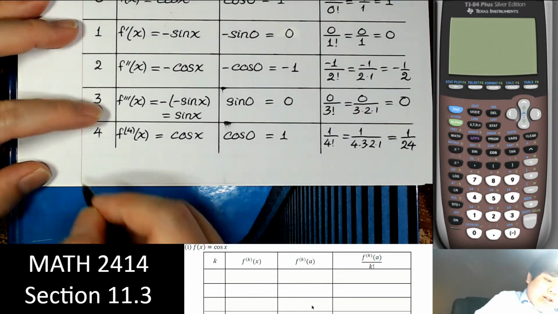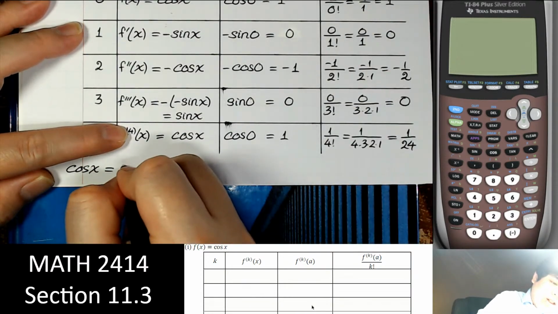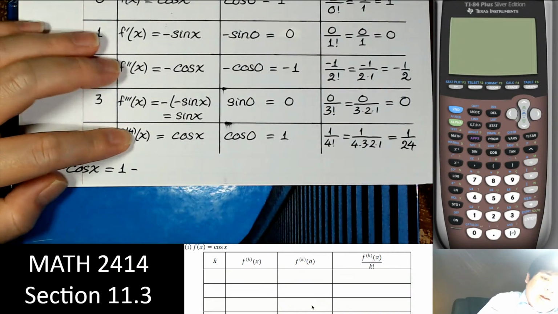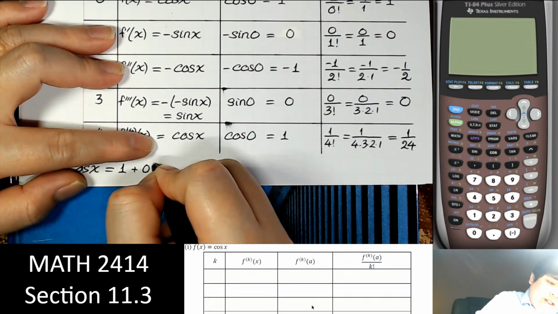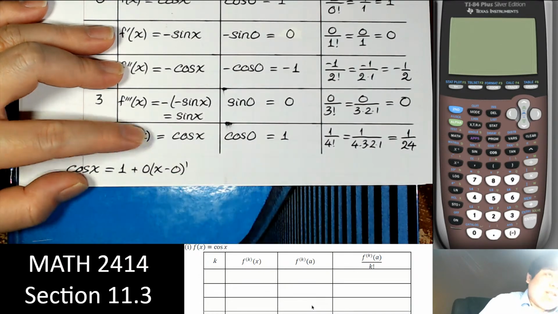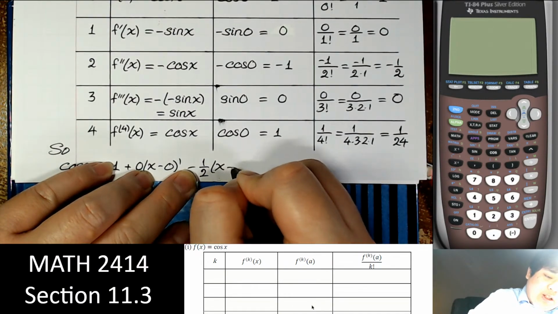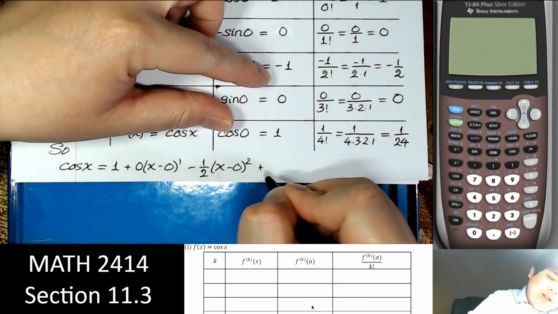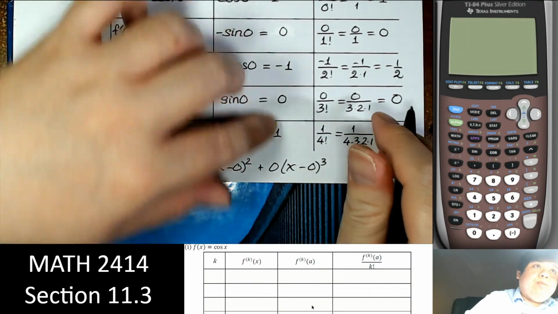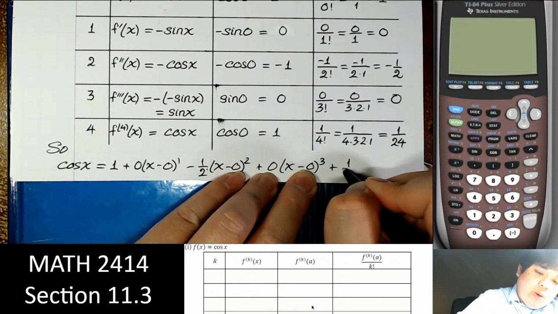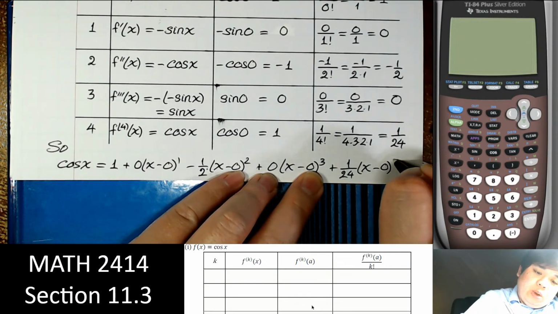And then putting all of that together, we can say cosine of x equals 1 plus 0 times (x minus 0) to the first, minus 1/2 times (x minus 0) to the second, plus 0 times (x minus 0) cubed, plus 1 over 24 times (x minus 0) to the fourth.